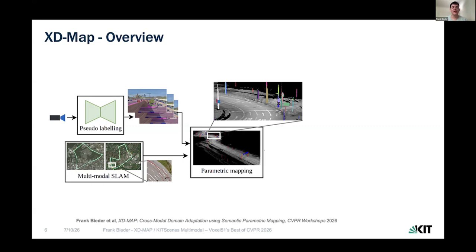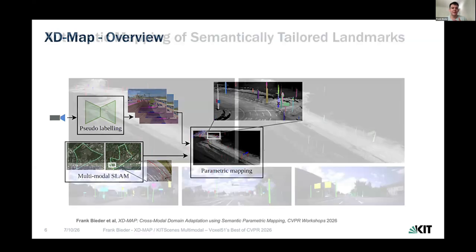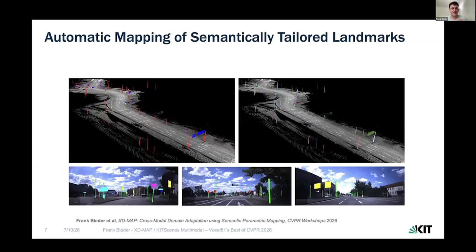Then we need a very accurate multimodal SLAM to have our 6D pose, in a way that we can also back project elements which are like 70 meters away back into the LiDAR. And with these two, we do the parametric mapping. Then it looks like that. And in the paper, we only looked at three elements: traffic signs, traffic lights, and poles.